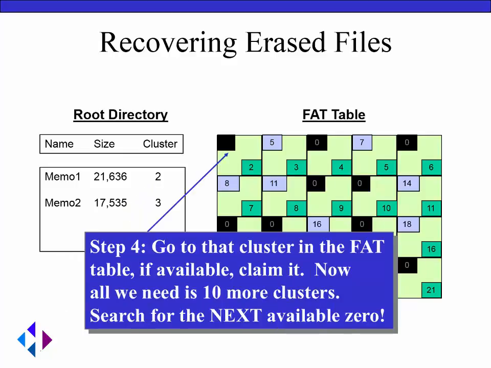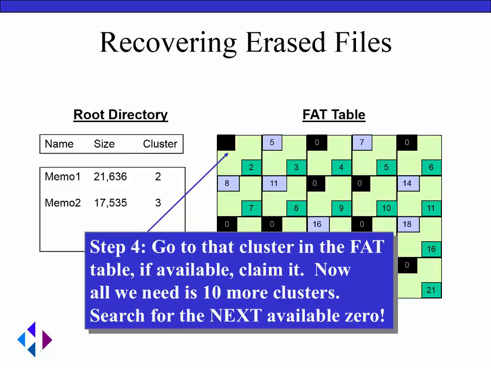We now go to that cluster in the FAT table. If it's available, that means no one else has claimed it, or no other file had already claimed that portion of the FAT table, we now know that this file has the ability to be recovered. All we need is 10 more clusters, and we search for the next available 0.